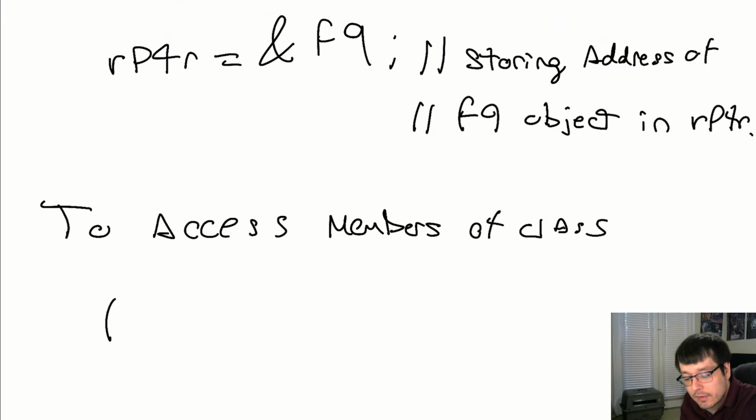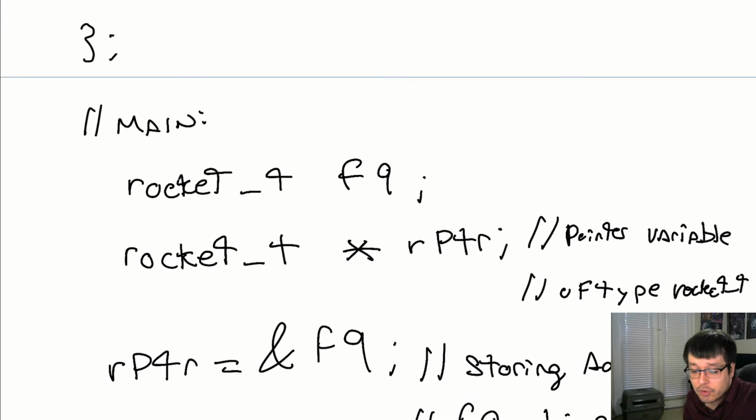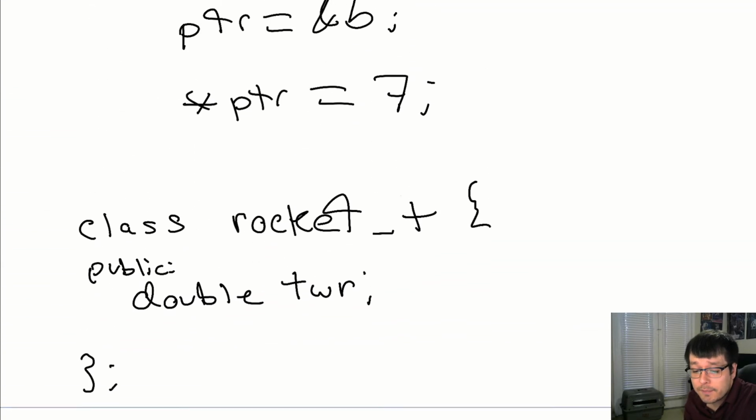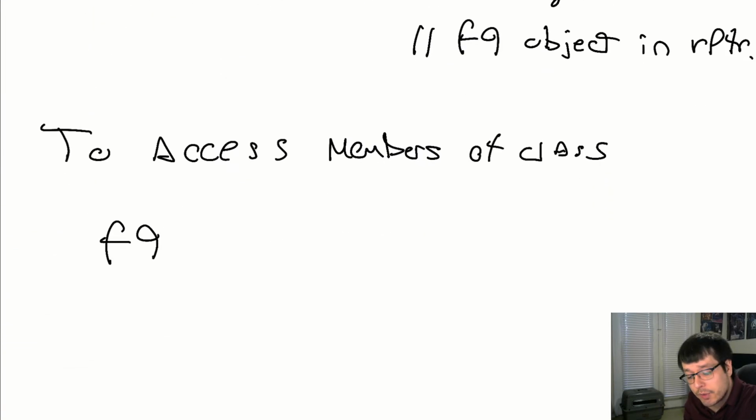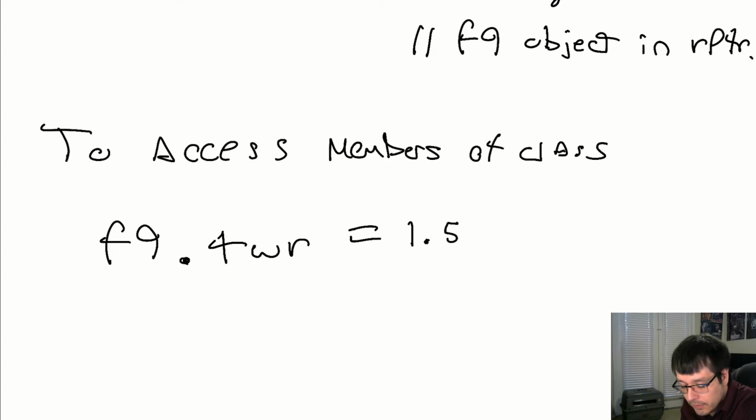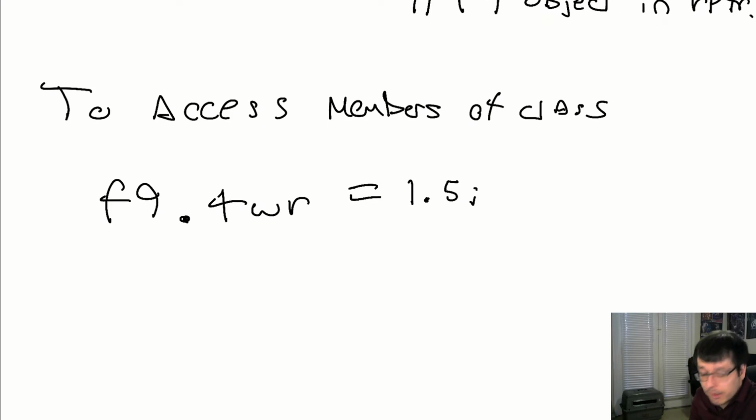if we were just dealing with a non-pointer object and we want to access that thrust to weight ratio, we know that we use the member access operator dot, and then we just say f9.twr, or if it's a function, the same thing, and then we can assign that 1.5 or whatever the thrust to weight ratio is of the Falcon 9 rocket. Okay, we can do that.